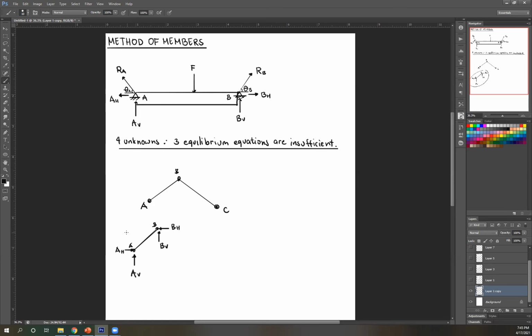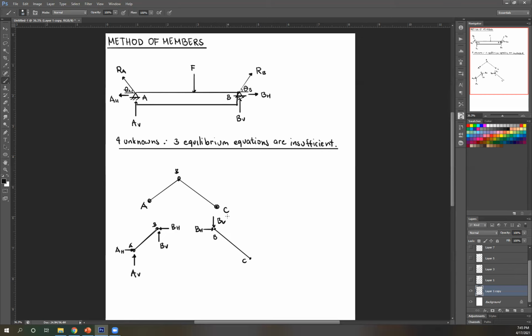Now that you've established this, when you isolate BC, you're going to use the opposite force that you established earlier. So this is B, this is C. BH is to the left for this member, so the connecting member should be to the right. So BH to the left here, it's supposed to be to the right. In the same way, this is upward, therefore this is downward, okay?